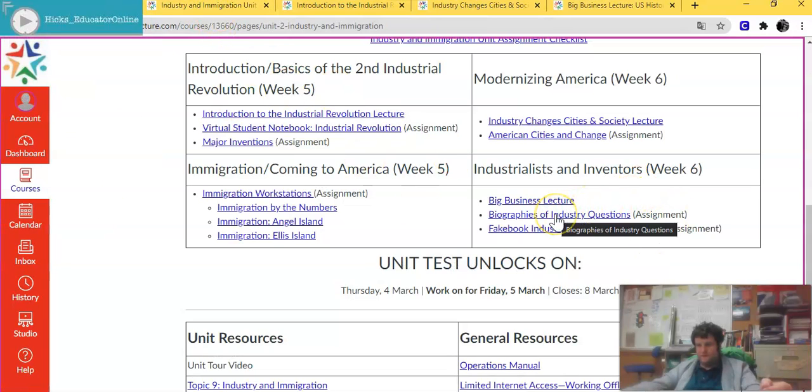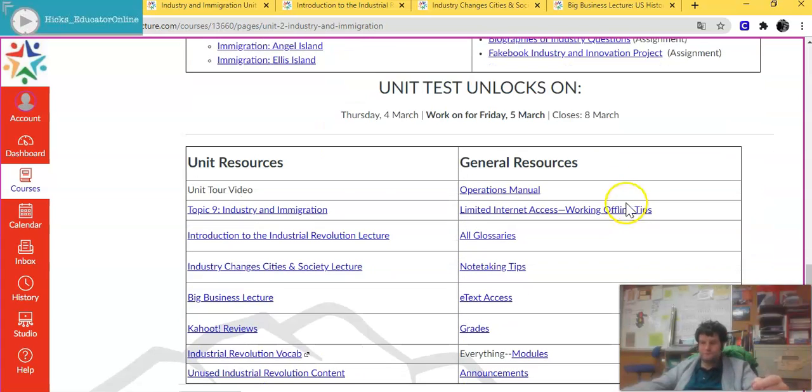One of the last assignments we have for this very short unit is Biographies of Industry. That's where you'll be looking at various innovators and tycoons and answering questions about them and learning about what historians think of them today, stuff like that. And then our project for this unit is the Fake Book Industry and Innovation project. I will talk about that in a separate video.